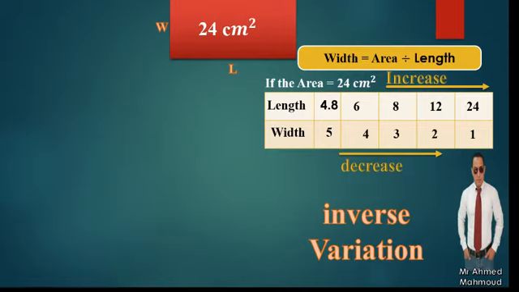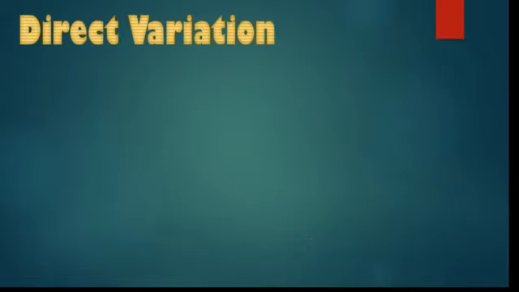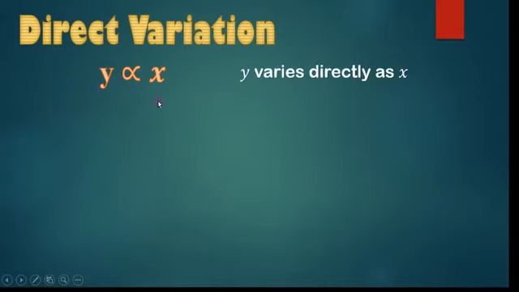Okay, now I'm going to study each variation separately and study its rules. I will start with the direct variation. This is the symbol of variation. x and y are two variables, and this is the symbol of variation, read as y varies directly as x.